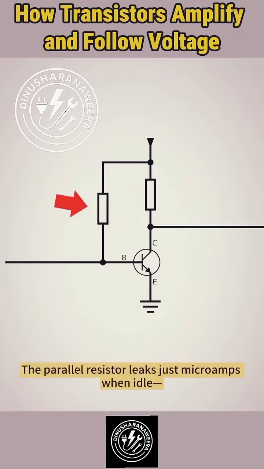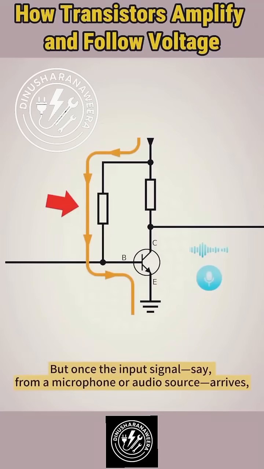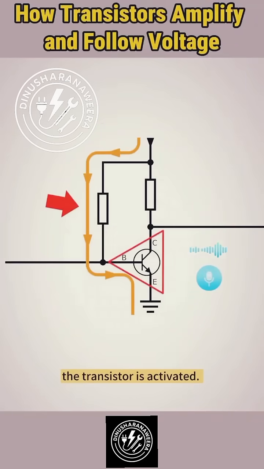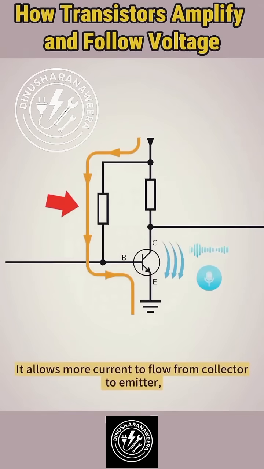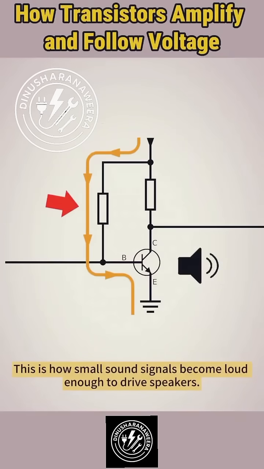The parallel resistor leaks just microamps when idle, just enough to keep the circuit ready, but not enough to fully turn it on. But once the input signal, say from a microphone or audio source, arrives, the transistor is activated. It allows more current to flow from collector to emitter, thereby amplifying the audio signal. This is how small sound signals become loud enough to drive speakers.